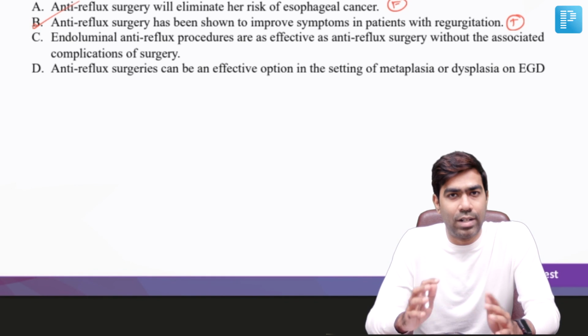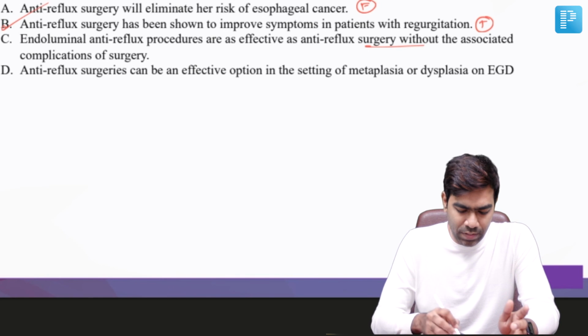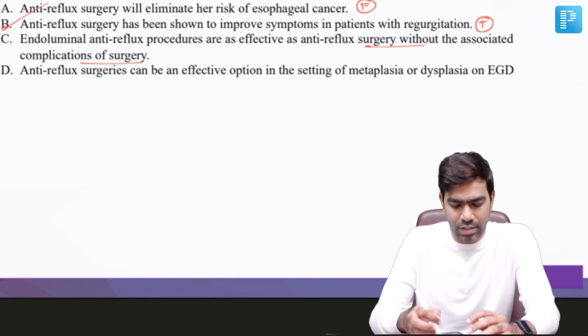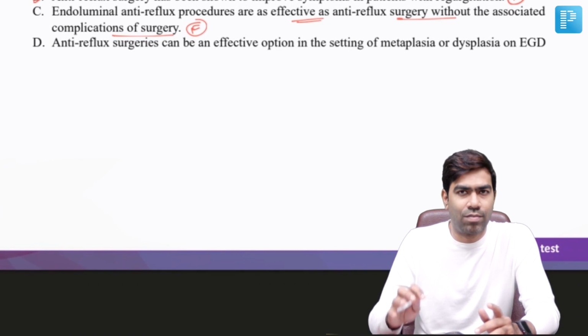And endoluminal, that is endoscopic, anti-reflux procedures are as effective as anti-reflux surgery without the associated complications of surgery is also a false statement, because endoscopic or endoluminal surgeries are not that effective as anti-reflux procedures. In fact, people who go for endoscopic procedures generally get recurrence of symptoms by around the 3 to 5 year mark, and most of the patients will need high dose PPI or probably even an anti-reflux surgery by around 3 to 5 years. So that's why it's not an effective option compared to anti-reflux surgery.